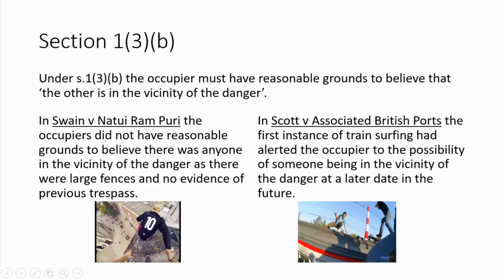By contrast, in Scott and associated British ports, the occupier was aware that there had already been instances of train surfing, people jumping onto the train. And so when it happened again, they couldn't say they didn't know it was a possibility, as it had already happened before. They were already on notice of it. So they potentially were liable.